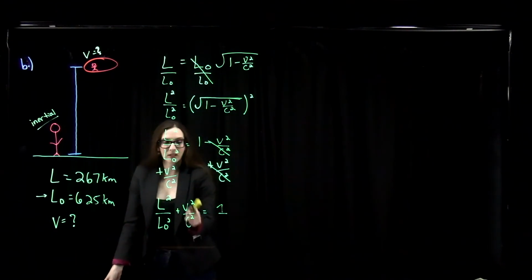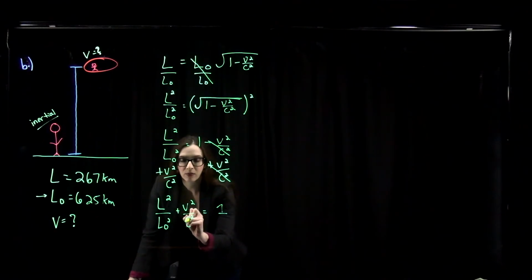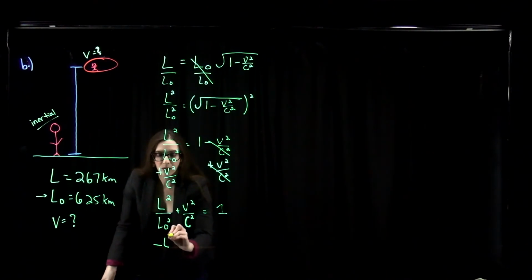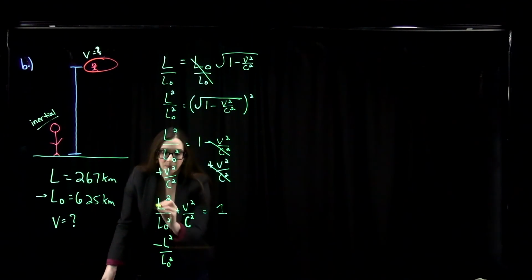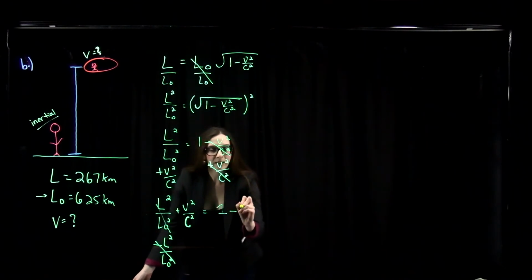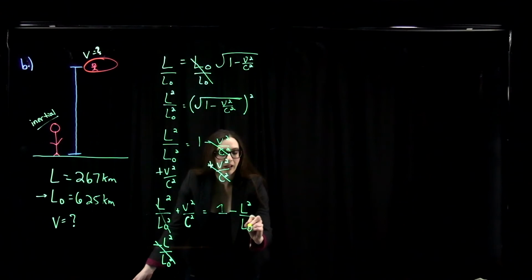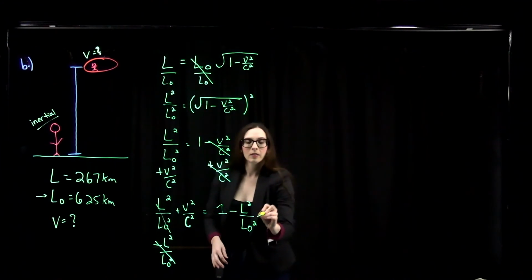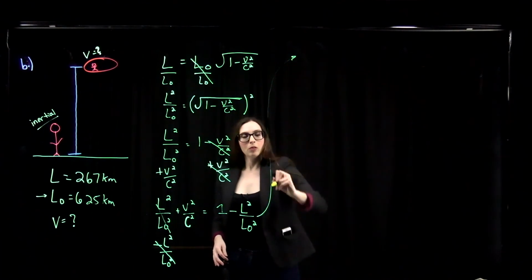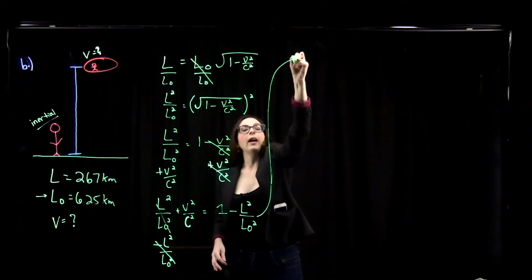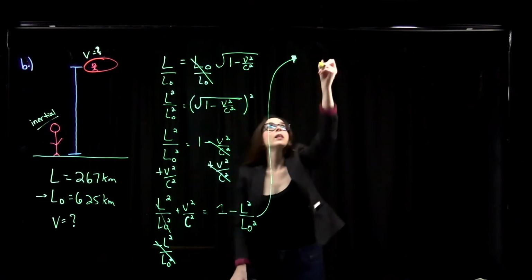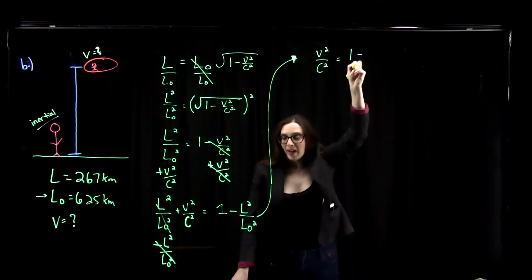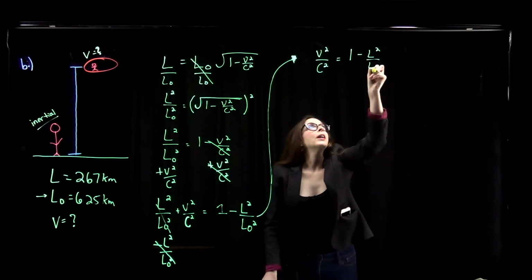Now I still have to get v squared over c squared by itself. So I'm going to subtract L squared over L naught squared to the other side, minus L squared over L naught squared. So now I have v squared over c squared equals 1 minus L squared over L naught squared.